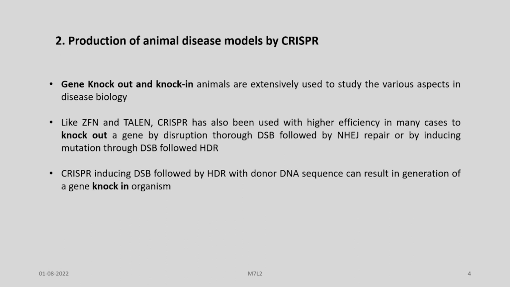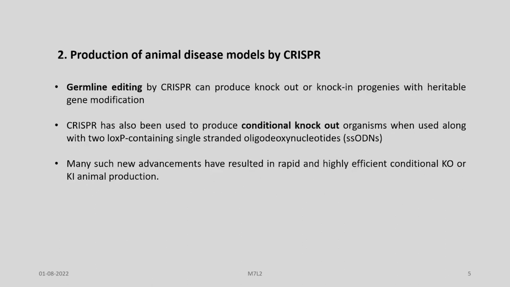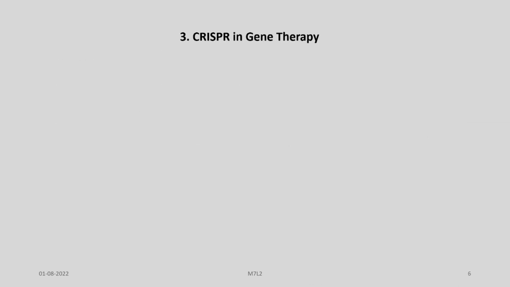CRISPR inducing double strand breaks followed by HDR with donor DNA sequences can result in generation of a knock-in organism. Germline editing by CRISPR can produce knockout or knock-in progenies with heritable gene modification. CRISPR has also been used to produce conditional knockout organisms when used along with two loxP containing single stranded oligonucleotides. Many such new advancements have resulted in rapid and highly efficient conditional knockout or knock-in animal production.